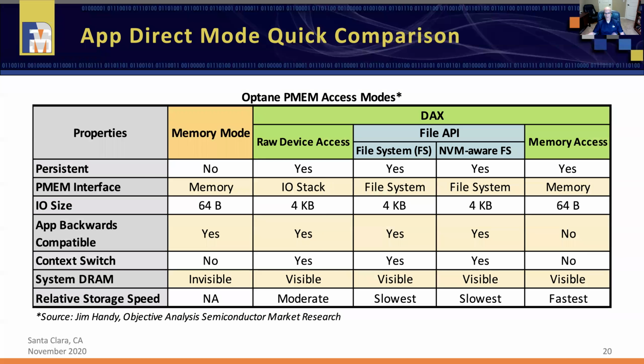Here's a chart that my good friend Jim Handy, the Objective Analysis semiconductor market research guy, also known as Mr. Chip, put together. He knows this stuff. You can get it on his website, or if you get these slides, obviously you'll get it then. It's very useful to point out the differences between the different access methods. The thing to keep in mind is the fastest method is going to be memory access.